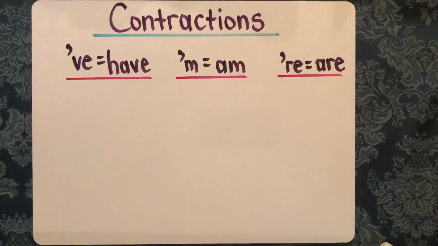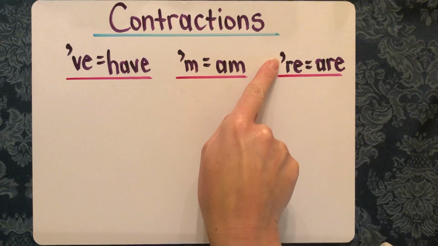Hi boys and girls, today we're going to continue our lesson and review on contractions. A contraction is one word made from two words. It is a short way of saying two words at the same time. We use an apostrophe to show where letters have been left out. This is an example of an apostrophe.